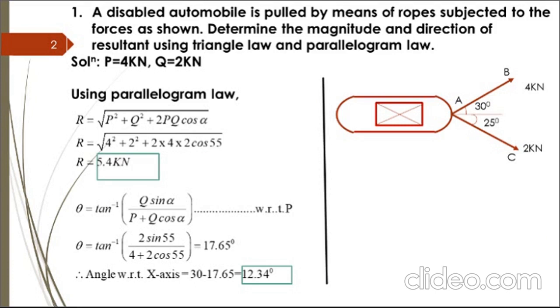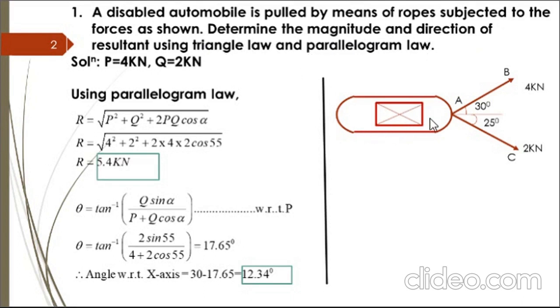So in today's lecture we are going to solve some numericals to determine the value of this resultant force R by using the parallelogram law as well as the triangle law. Okay, so let's start with our first numerical. A disabled automobile is pulled by means of a rope subjected to the forces as shown. Determine the magnitude and direction of resultant using triangle law and parallelogram law.